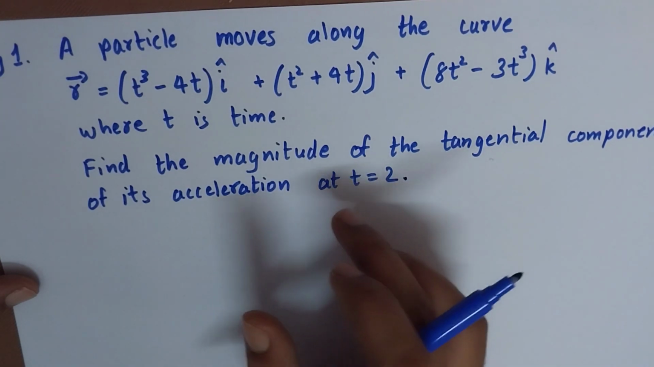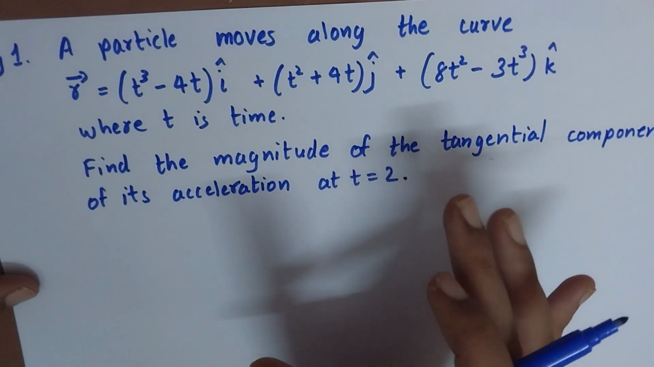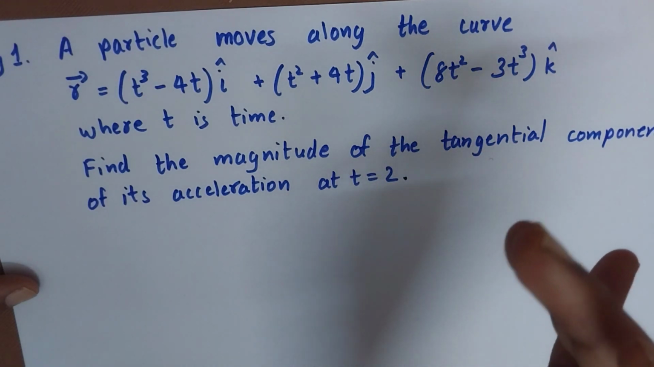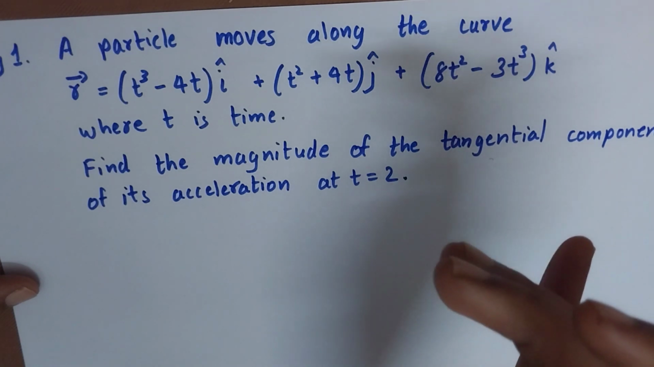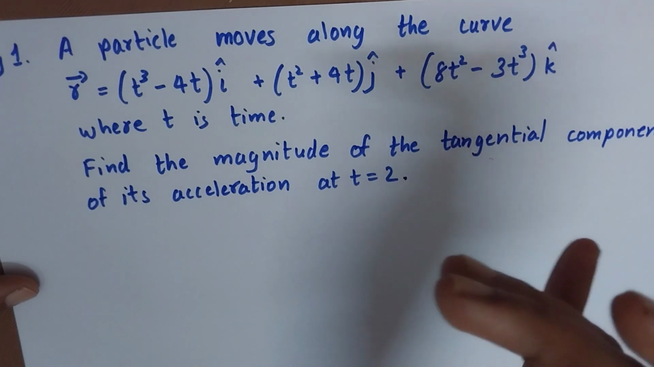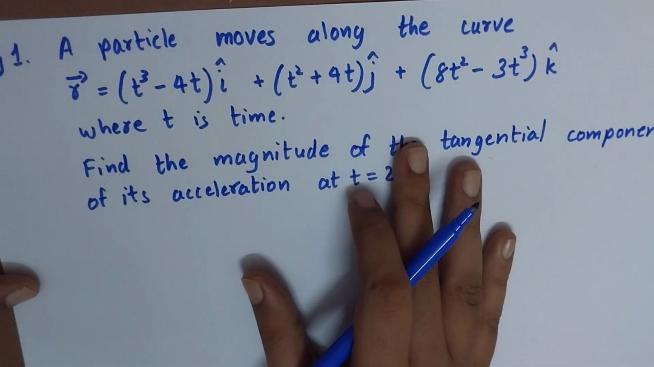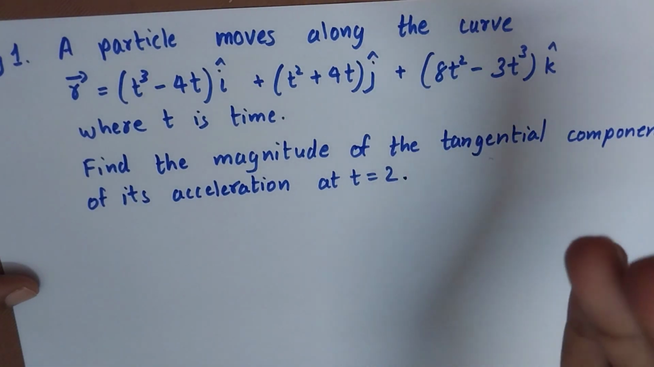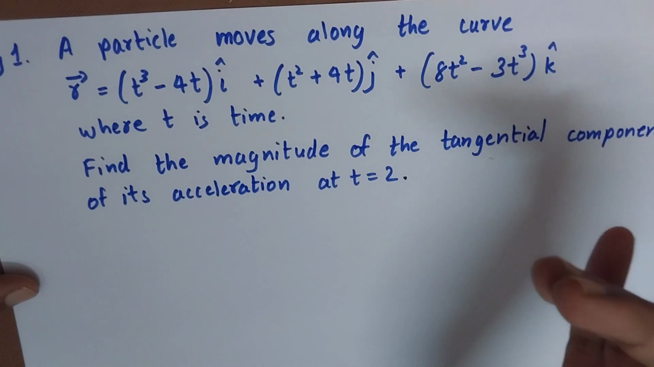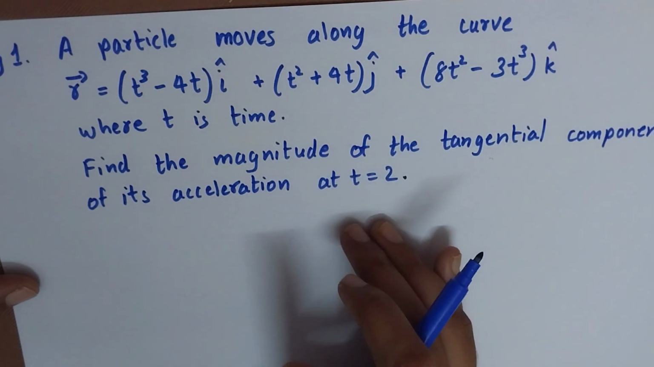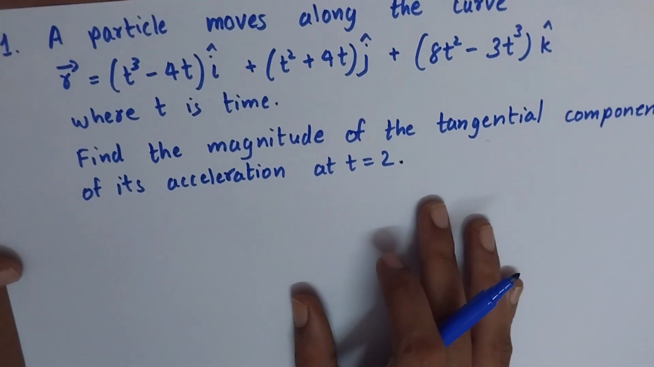So first we have to find the velocity vector. Why do we find the velocity vector? Because it is always tangential in direction to the curve at the location of the particle. Then we have to find the unit velocity vector and dot it with the acceleration vector at time t equal to 2. So let's start.